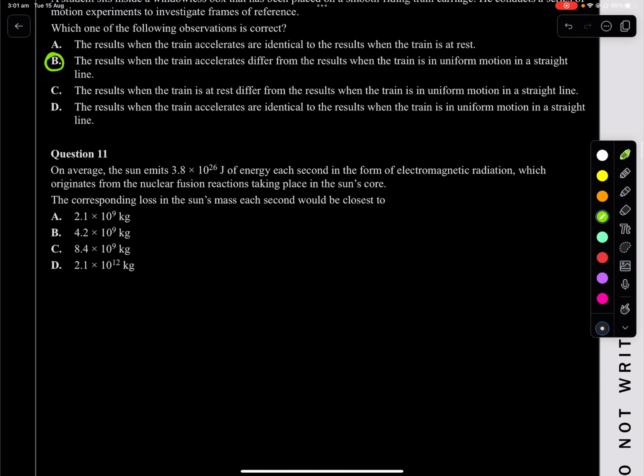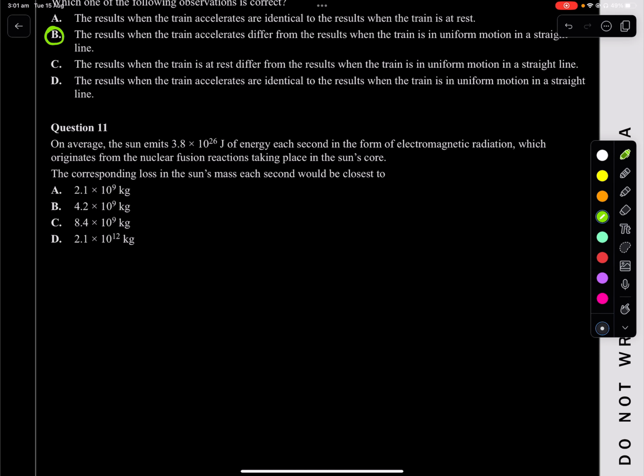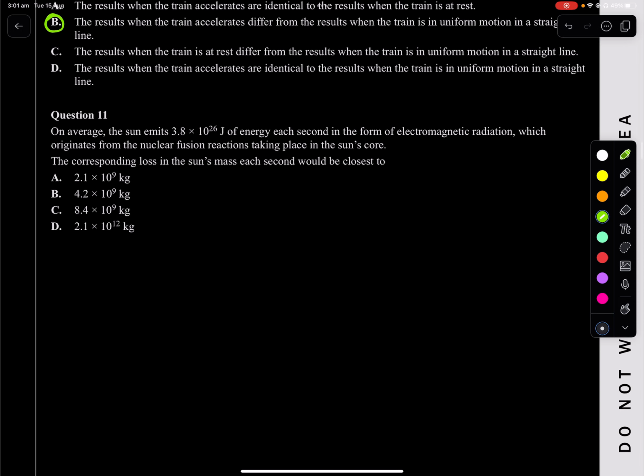Very nice. On average, the sun emits 3.8 times 10 to the power of 26 joules of energy each second in the form of electromagnetic radiation, which originates from the nuclear fusion reactions taking place in the sun's core. The corresponding loss in the sun's mass each second would be closest to what?